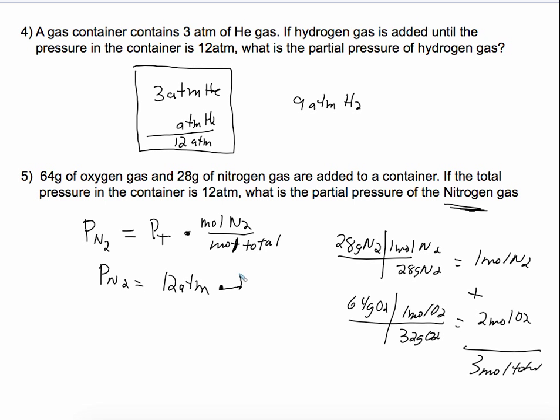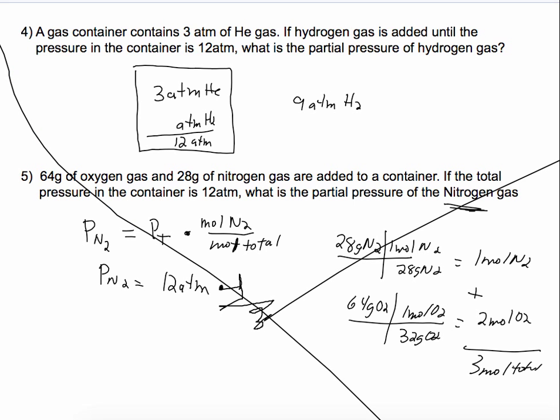All right, that's it for these review problems. Sorry I couldn't finish the last one, but I guess I can write with my computer, which is going to be messy. You would take 1 mole N2 divided by 3 moles total. So 12 times 1 divided by 3 equals 4. That's it.